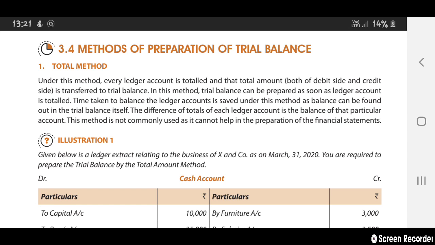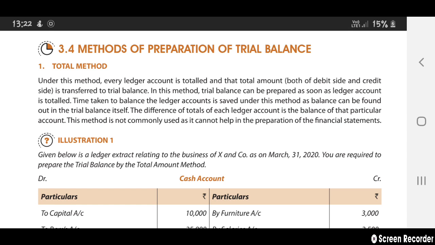The first method that we will use to prepare the trial balance is called the total method. Under this method, every ledger account is totaled, and the total amount from both the debit side and the credit side is transferred to the trial balance. In this method, the trial balance can be prepared as soon as the ledger accounts are totaled.